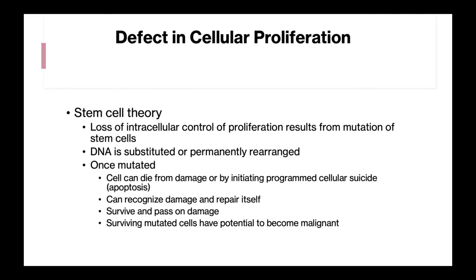And then once that cell, even if it's one cell, once one cell has mutated, it has a couple of options. It has a couple of things that it can do. It can die because it's damaged, through apoptosis. I really don't like calling it cellular suicide, but through apoptosis, it can die. We'll look at it like that. It can recognize the damage and repair itself, or it can survive. And when it survives, it will pass on the damage if it proliferates.